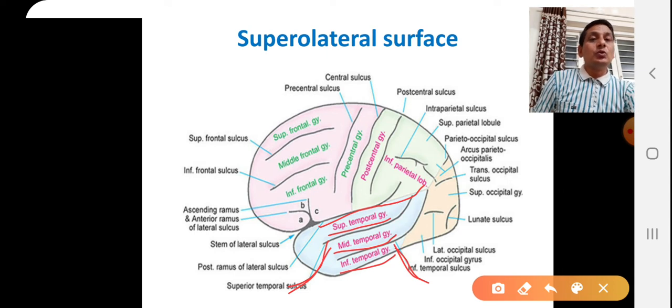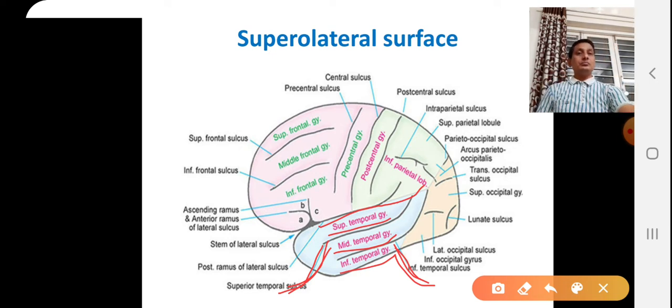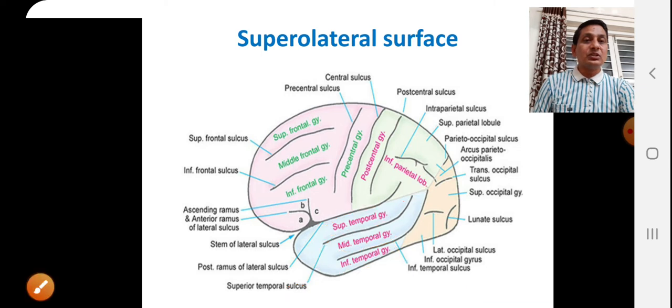Now the superolateral surface of the temporal lobe shows the superior temporal sulcus and inferior temporal sulcus. The part in between the lateral sulcus and superior temporal sulcus is the superior temporal gyrus. The part in between the superior temporal sulcus and inferior temporal sulcus is the middle temporal gyrus, and the part below the inferior temporal sulcus is the inferior temporal gyrus. This surface is the temporal lobe.